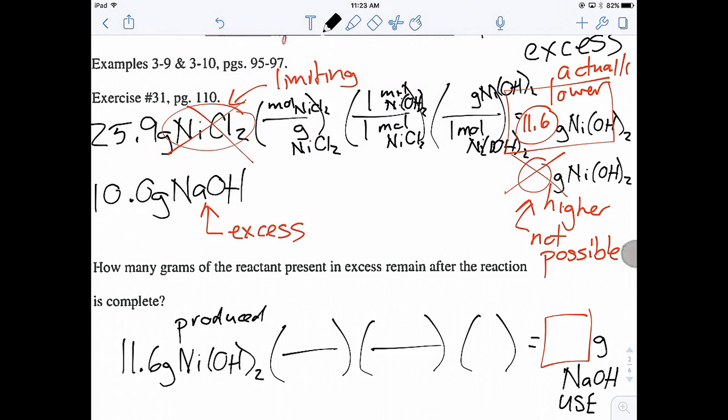We do our dimensional analysis. I'm going to abbreviate here. I'm going to use a molar mass to get moles of nickel hydroxide. I'm going to use the mole ratio, which in this case looks like a 2-to-1 ratio, and then I'll do the molar mass. But I'm not done yet, because this is how much was used.